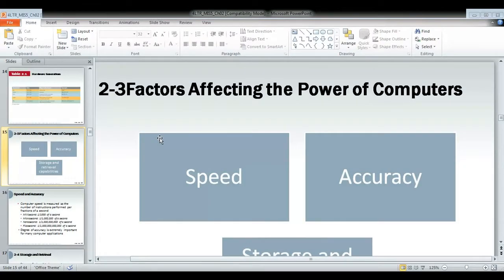Hello everyone, welcome to Chapter 2, Part 3. In this part, we are going to talk about factors affecting the power of computers. Also, we will talk about computer operation as well as input, output, and memory devices.